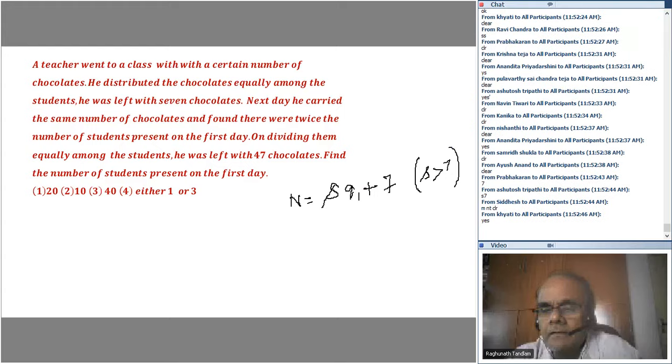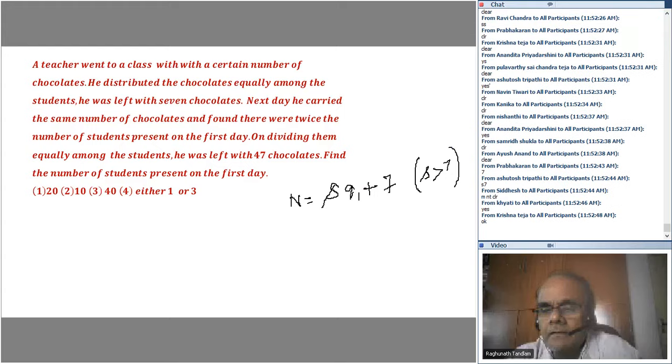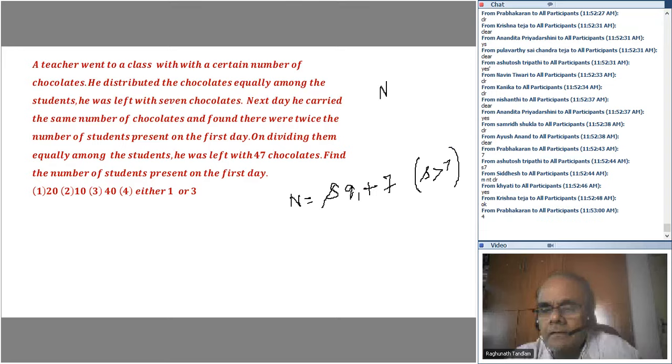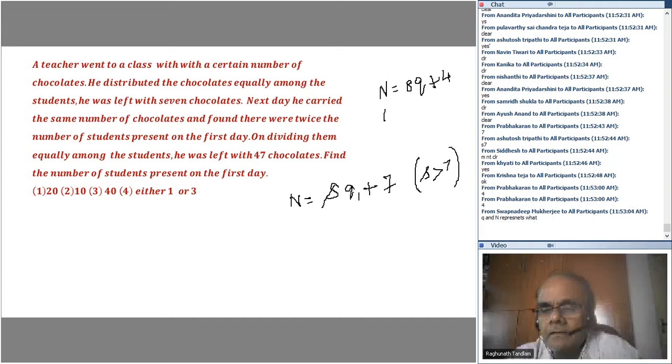Sudesh, I'm saying 100 rupees distributed among 8 people. How much will I be left with? If I distribute 100 rupees among 8 people, I'm left with 4. So N can be written as 8q plus 4. 100 equals 8 into 12 plus 4. Here I don't know N, I don't know S, I don't know Q. Can I write it as S Q1 plus 7?